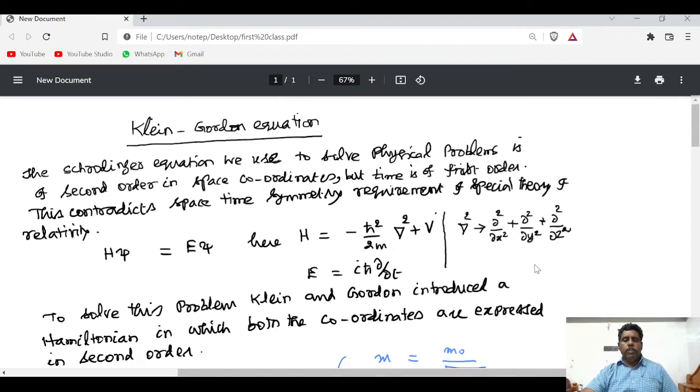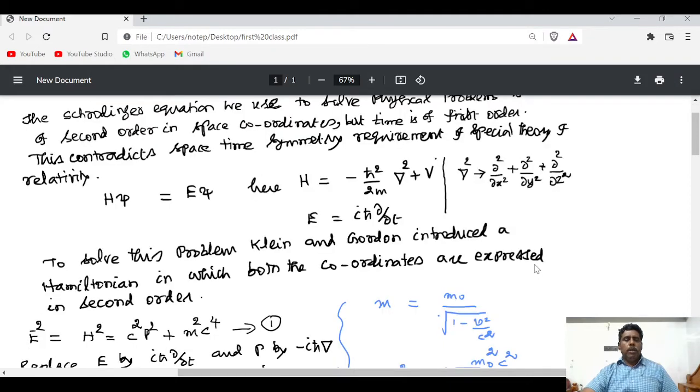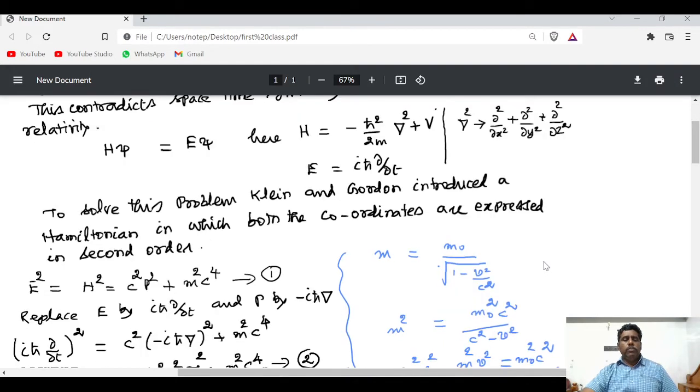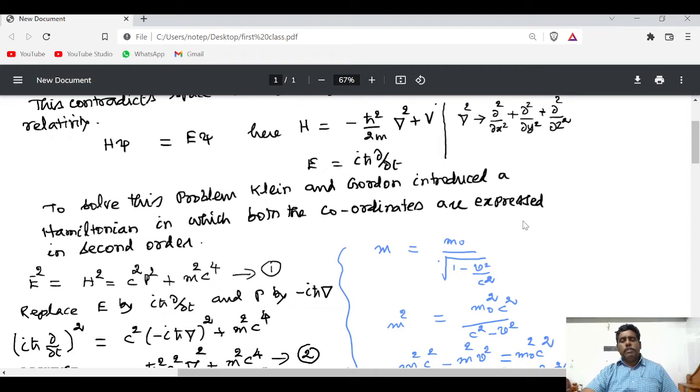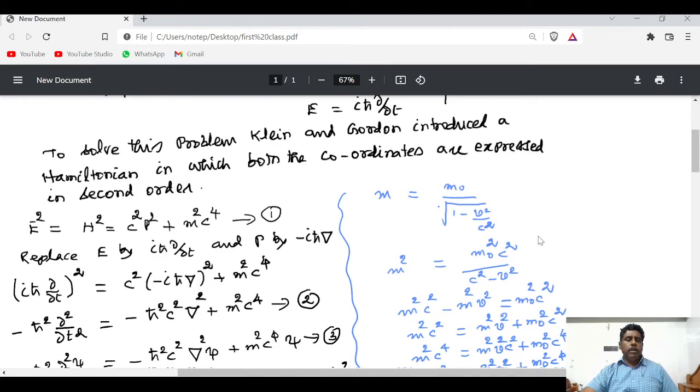To solve this difficulty, Klein and Gordon introduced a new Hamiltonian called the relativistic Hamiltonian, in which both space coordinates and time are expressed in second order. The Hamiltonian is H square is equal to E square is equal to c square p square plus m square c power 4.